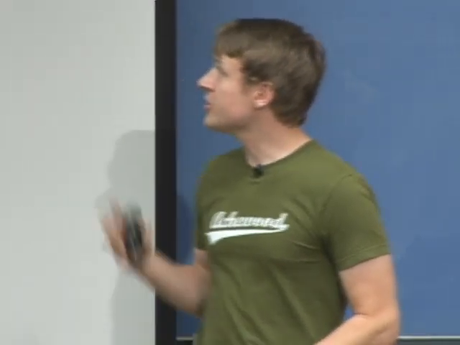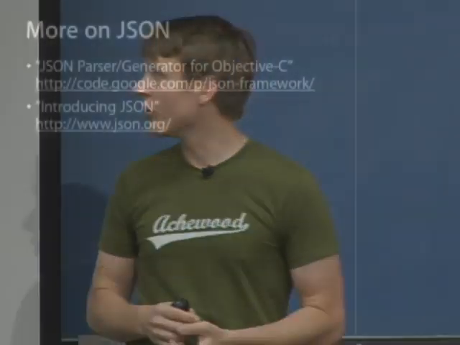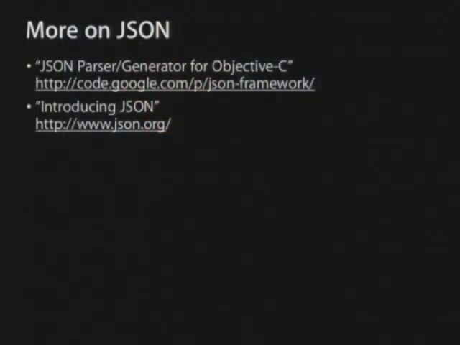So for more on JSON, there's the JSON framework documentation and the code. It's up on Google Code. You can also visit json.org for a high-level overview. Well, high-level, and it also dives in pretty deeply. You can find out everything there is to know about the JSON file format.